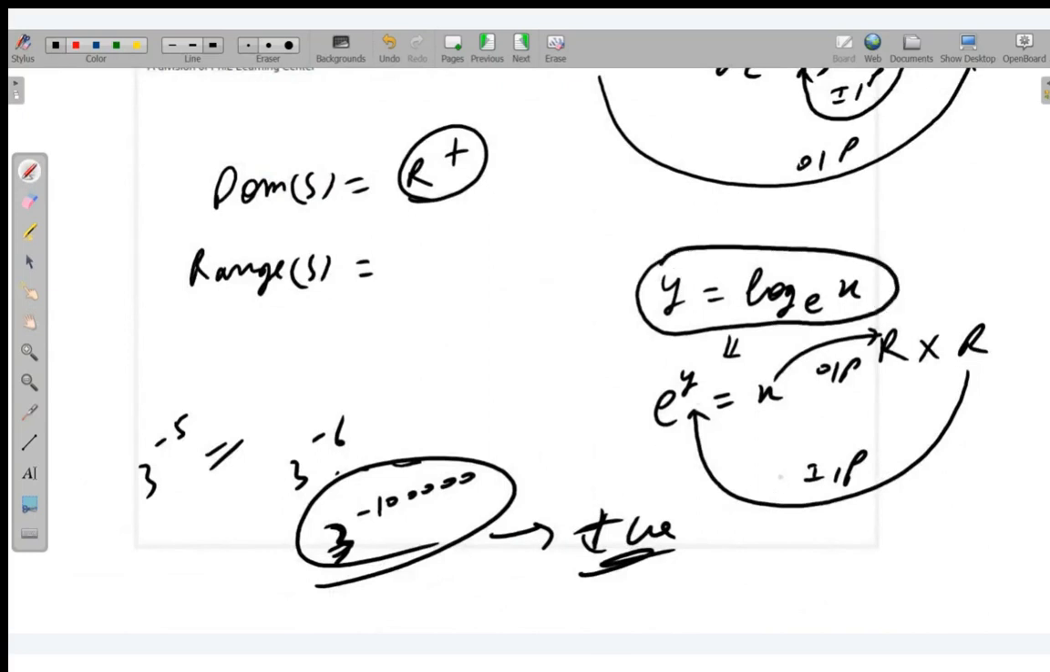So y will be the input and x will be our output. So for y I can put anything. The range of y will be the entire real numbers, but the output x will be only positive real numbers. I think you have got it.